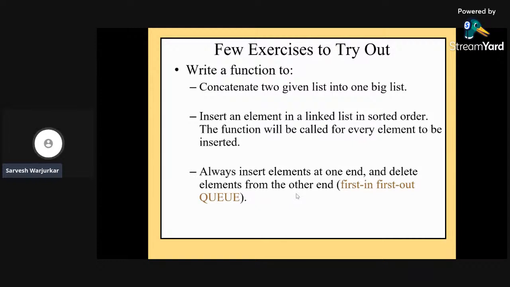For reference, and to gain expertise in this particular manner, I can give you one small exercise to try out: write a function to concatenate two given lists into a big list. You need to note down the function to concatenate the two given lists into a big list. The answer is very simple: node star concatenate, node star head 1, node star head 2. Whatever the first list is, we denote it with head 1, and the other one we denote with head 2.